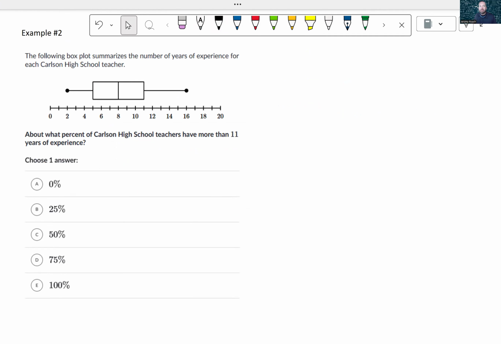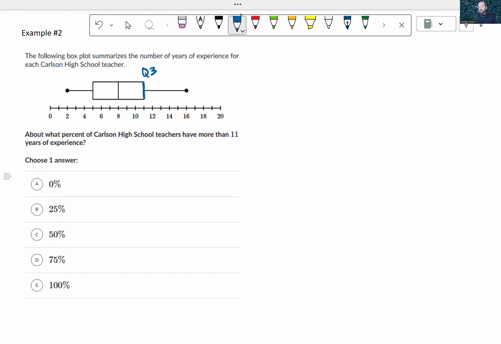Okay, we'll look at the next problem here. It says the following box plot summarizes the number of years of experience for each Carlson High School teacher. About what percentage of Carlson High School teachers have more than 11 years of experience? So let's take a look at where 11 years is. Looks like it's right there at Q3.